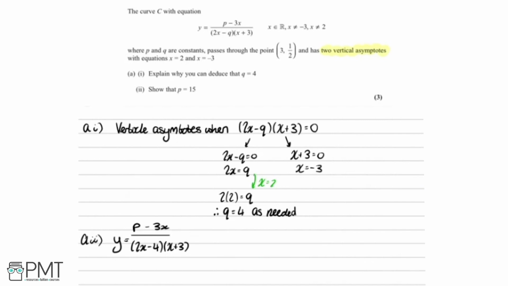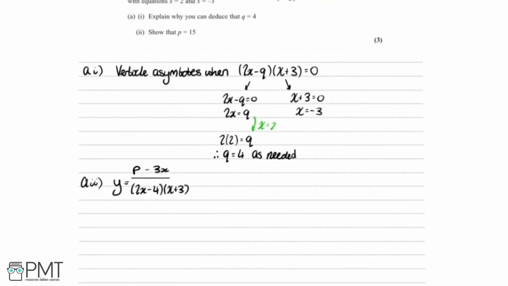Now, a key bit of information in the question is that the curve C passes through the point x equals 3 and y equals a half. So what I'm going to do is sub in x equals 3 and y equals a half into the equation of curve C. So doing that, we get that a half equals (p minus 3 multiplied by 3), so x here is 3, all over (2 multiplied by 3 minus 4), multiplied by (3 plus 3).